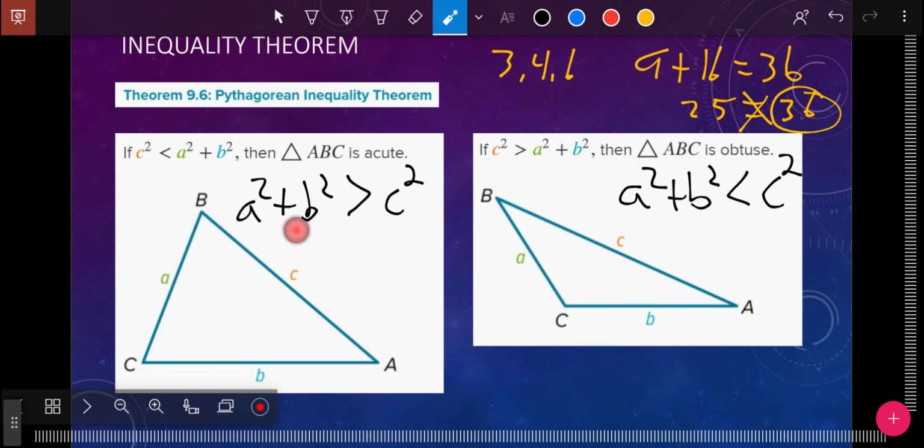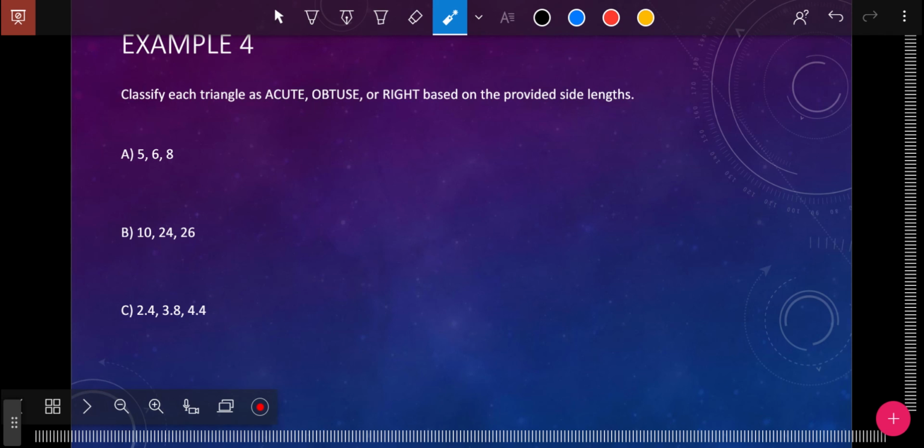If when you do it, they're not equal, but the c squared part is smaller, then it's acute. So again, you're just going to still do a squared plus b squared equals c squared, but if it's not equal, then it's either going to be bigger or smaller. And if c squared is smaller, it's acute. If c squared is bigger, then it is obtuse. And so these are what your problems are going to look like. And it's going to say something like justify your answer. Showing the work justifies your answer.